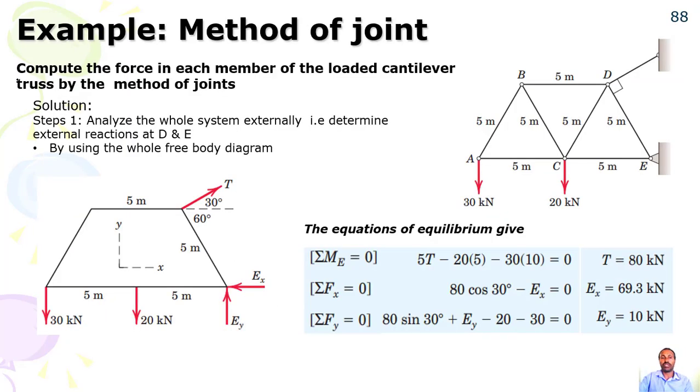Okay, as an example, let us see. Compute the force in each member of the loaded cantilever truss by the method of joints. So step 1, as a solution, analyze the whole system externally. Determine the external reactions at D and E, where point D is this one, and point E is this one. Since point E is a pinned joint, you have two forces, EX and EY. Then this is a tension cable. Then if you cut, it will be like this, away from joint D.